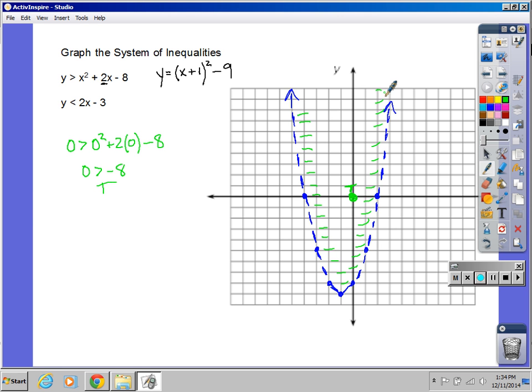Okay. And then I graph the 2x minus 3. So I have a starting value of negative 3, and I have a rise over run of up 2 over 1. So I start at negative 3, and I'm going up 2 over 1 each time, or I could go down to the left 1 to achieve the same thing. And again, I have a dashed line because there's no equal to.